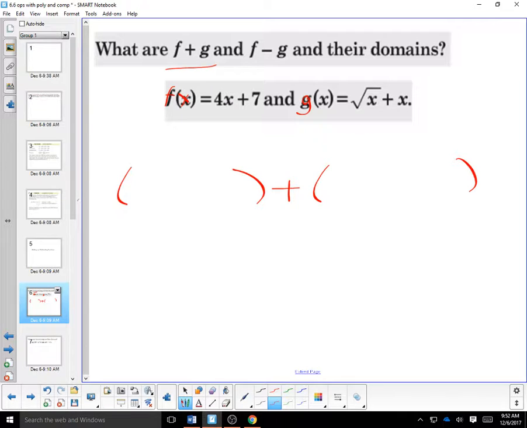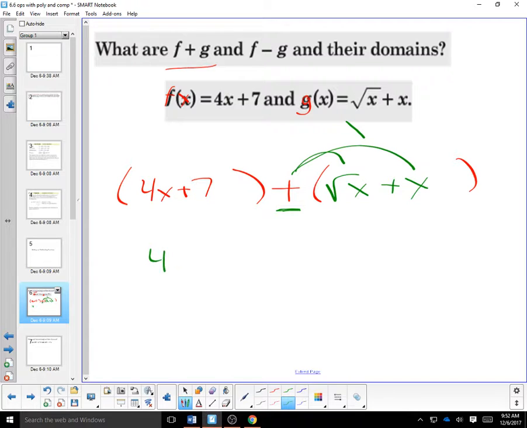What's going to go in the first set of parentheses? F, right? Which is 4x plus 7. What goes in the other set of parentheses? The g function, which happens to be radical x plus x. Now this just means I'm going to add. Does this symbol affect the right side of that in any way? No, it doesn't, because a positive times a positive is still a positive. So what I really have here is simply 4x plus 7 plus radical x plus x.